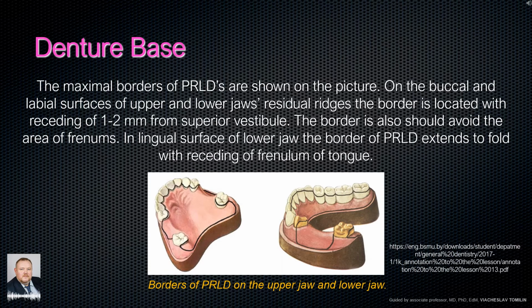The maximal borders of PRLDs are shown on the picture. On the buccal and labial surfaces of the upper and lower jaw's residual ridges, the border is located with receding of 1 to 2 mm from the superior vestibule. The border also should avoid the area of frenums. On the lingual surface of the lower jaw, the border of PRD extends to the fold with receding of the frenulum of the tongue. Borders of PRLD on the upper jaw and lower jaw.